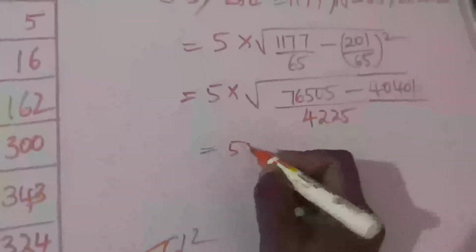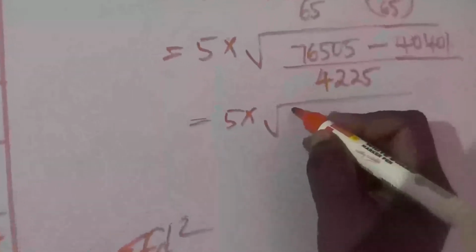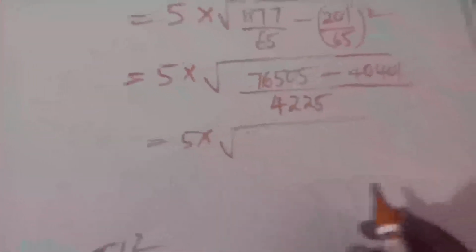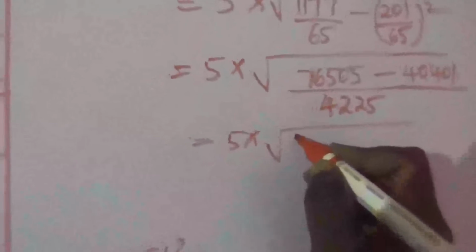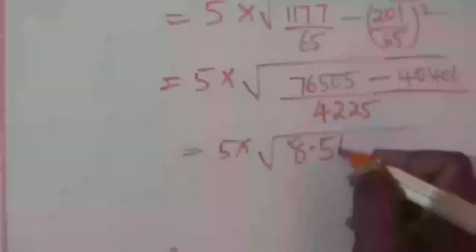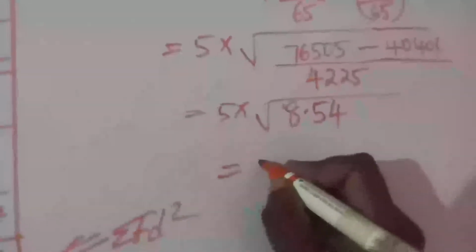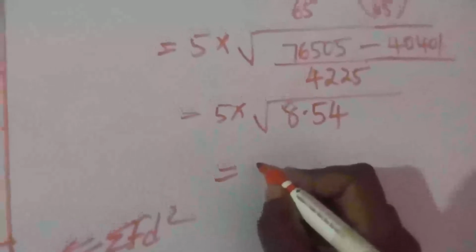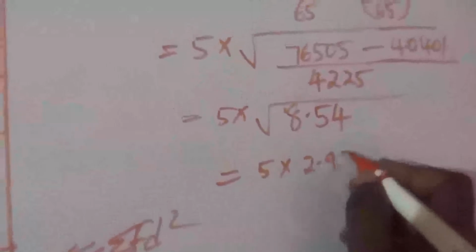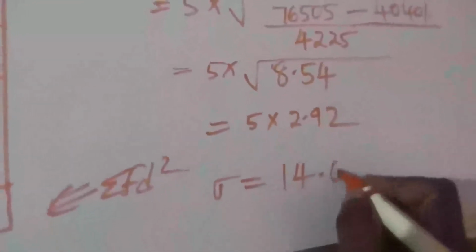So now 5 into, once after subtracting you will be getting one value. That value you want to divide. So 8.54. So 5 into root 8.54. What is the square root of this? It is 2.92. So 5 into 2.92. Finally, sigma value is 14.6.